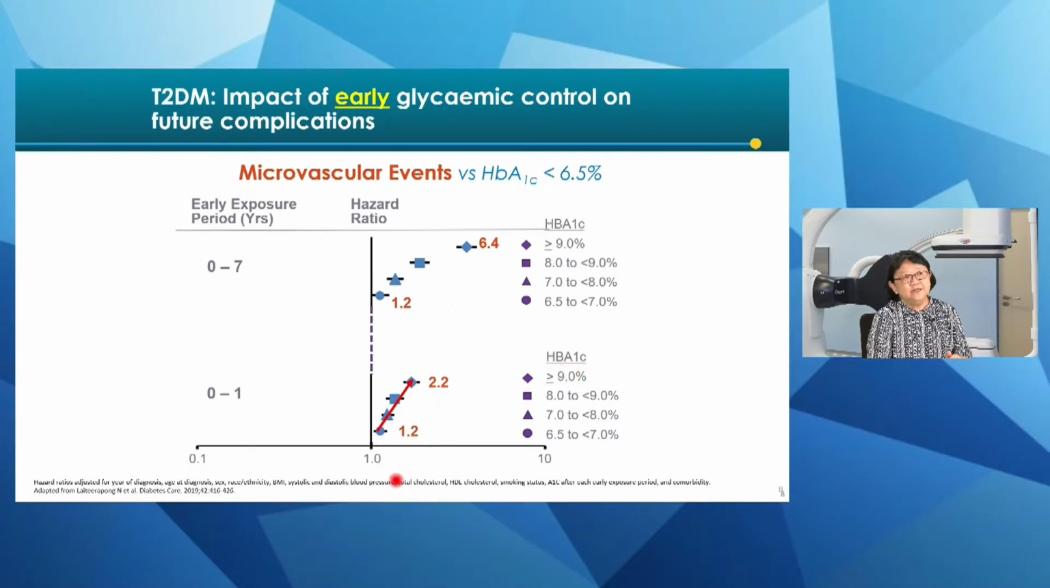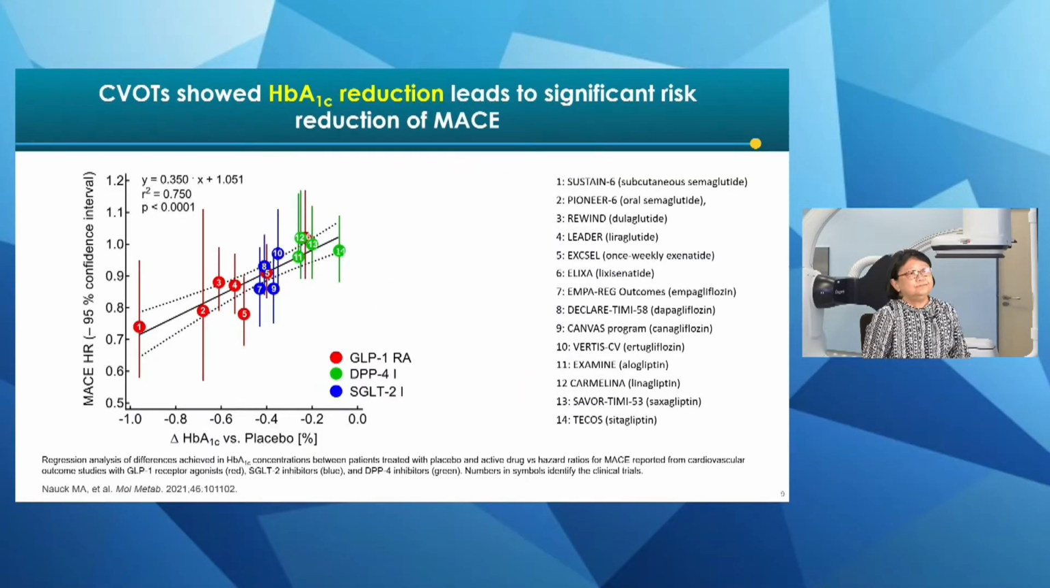And you can see that if you leave them at worse control, you have a twofold higher chance of having a microvascular outcome, and this is at the first year here, okay? But if you leave them uncontrolled for 7 years, you massively increase the chance of a microvascular outcome by 6 times more. So this study tells us 2 things. Control them early and don't wait. And control them as best as you can.